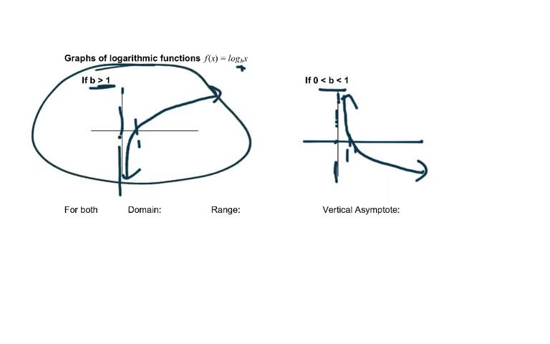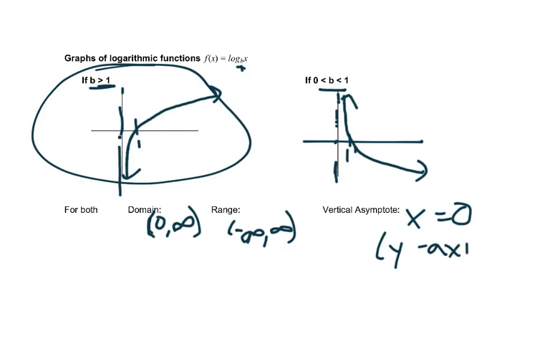Okay, for both, the x values have to be positive, 0 to infinity. The range, the y values, go down forever and up forever. So the range is all real numbers. And the vertical asymptote is x equals 0. That's the y-axis. And that's true for both graphs.